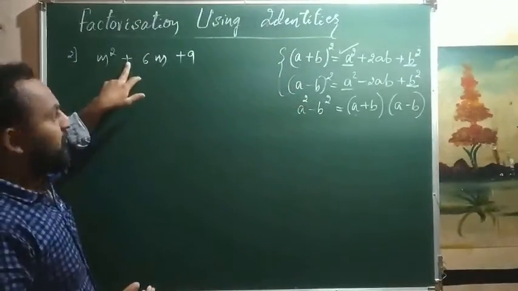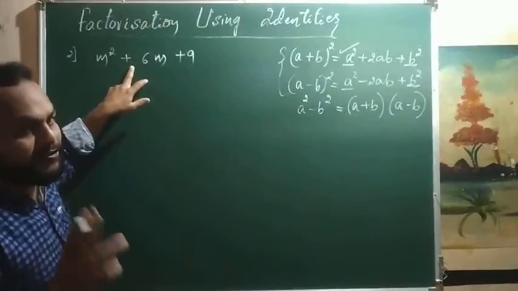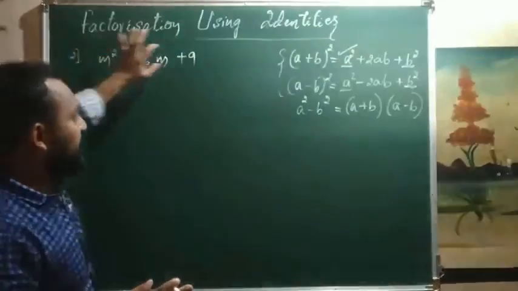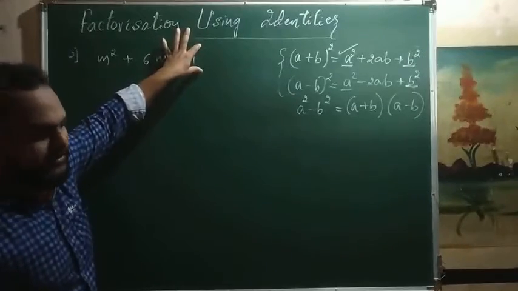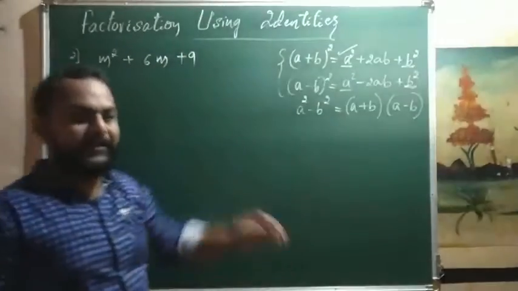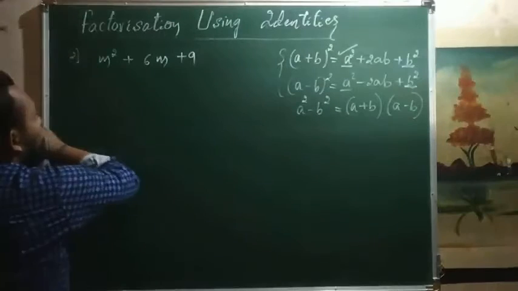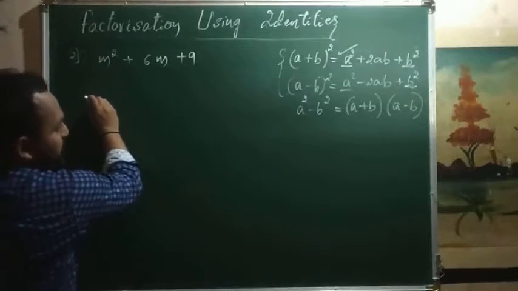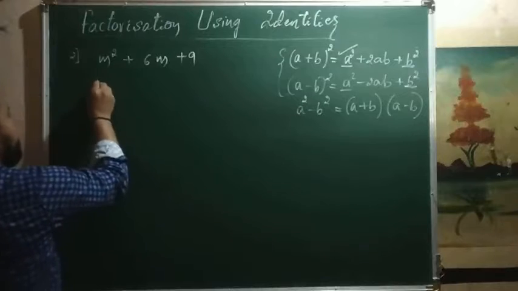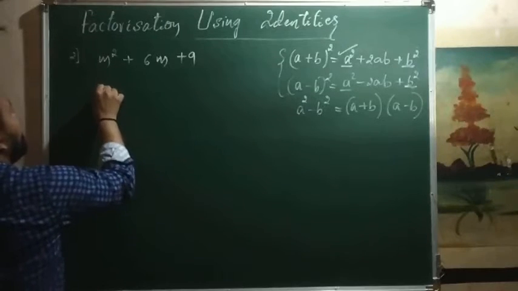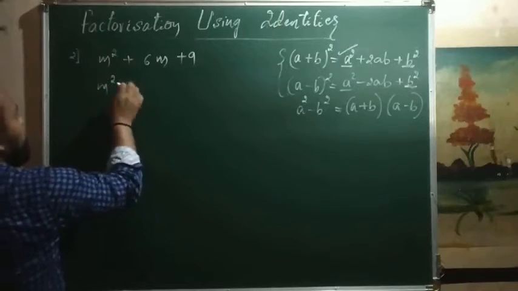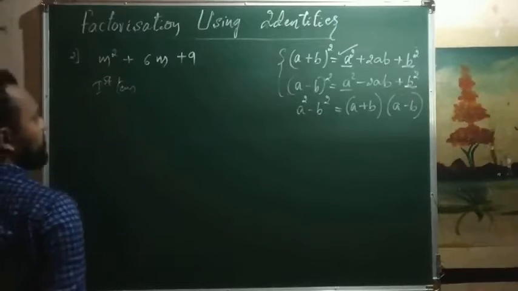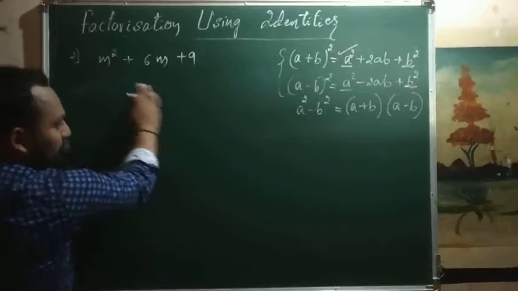Next, the sign of the middle term. The sign of the middle term is positive. It means the first identity. Here the first and third terms are perfect squares. Okay, the first identity. Here a square plus 2ab plus b square. Here the first term is m square.